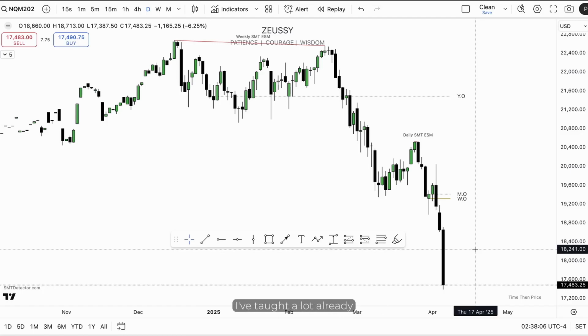I've taught a lot already within this model series, and therefore it's important that you do not forget about going into the chart yourself and actually investigating what I've outlined. However, I understand that can be quite tricky, and therefore I want to give you some examples of how you can actually go into the charts and investigate everything which I've taught so far, but also log it.